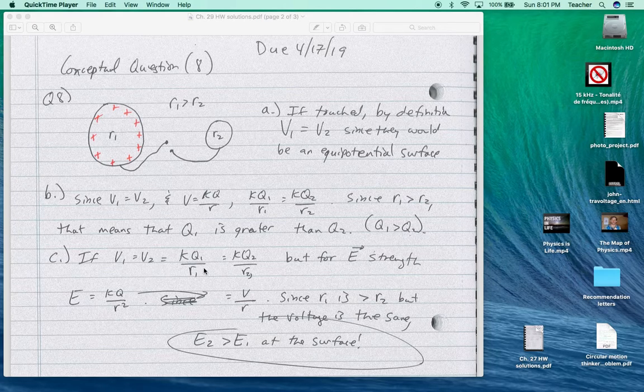For part C, if these two are equal, the electric field strength is kQ over r squared. So since r1 is greater than r2, the electric field at the surface here would be stronger. You could also think about that as E equal to potential divided by r, which would also get you the same idea.